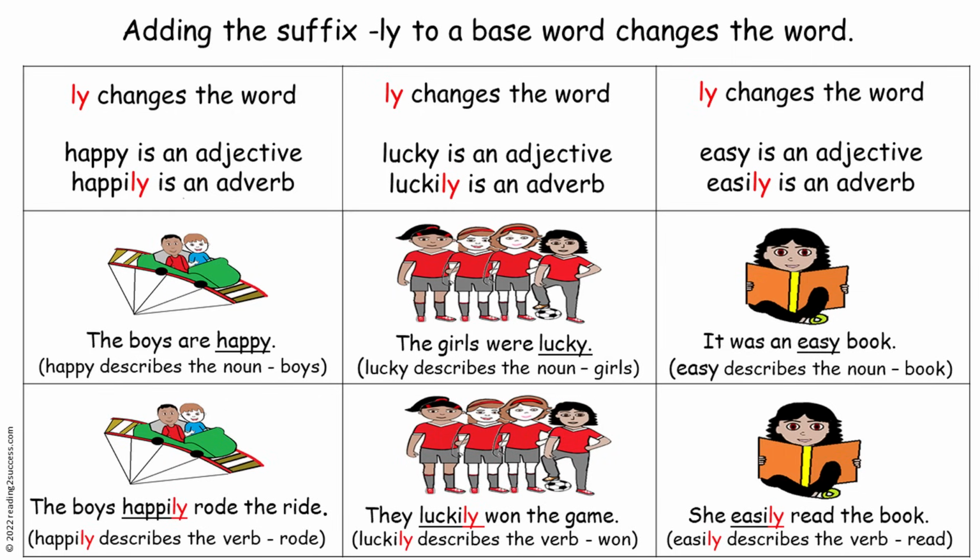Adding the suffix ly to a base word changes the word. Let's look at our first example. Happy is an adjective that describes the noun boys, and happily is an adverb that describes the verb rode. Our second example, lucky is an adjective that describes the noun girls, and luckily is an adverb that describes the verb won. And in our last example, easy is an adjective that describes the noun book, and easily is the adverb that describes the verb read.